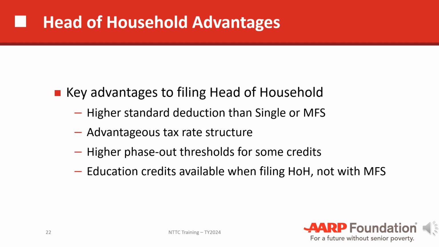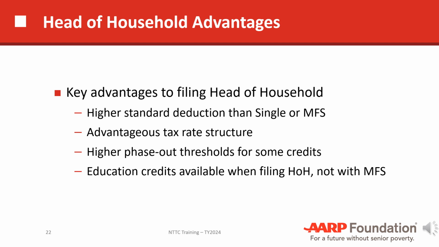What are some of the advantages to filing head of household? Well, you have the higher standard deduction than single or MFS. So a higher standard deduction, that's an incentive right there. And you have an advantageous tax rate structure. So the tax rate is better on head of household than it is on the other filing statuses. Higher phase-out thresholds for some credits.